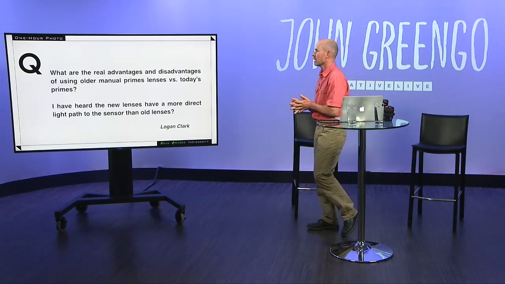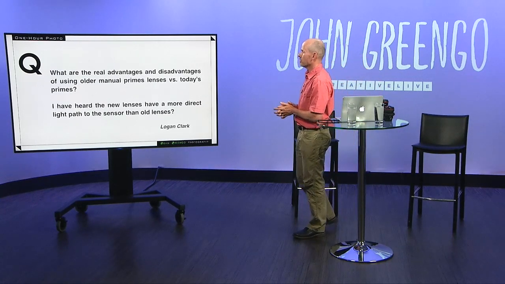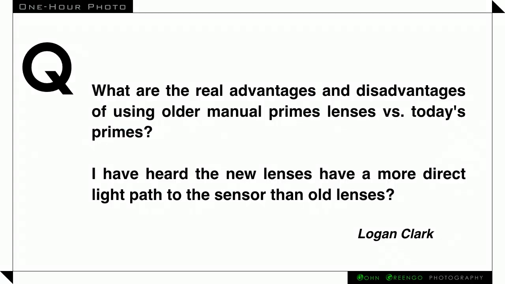Got a little bit of a long one here. What are the real advantages and disadvantages of using older manual prime lenses versus today's primes? I've heard the new lenses have a more direct light path to the sensor than old lenses. From Logan Clark. Thank you for that.